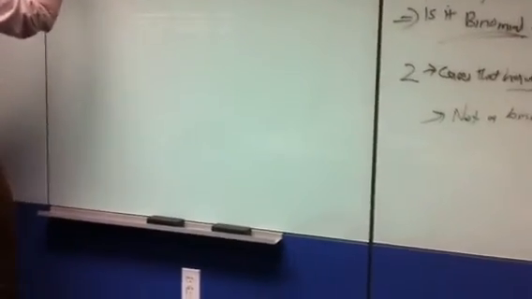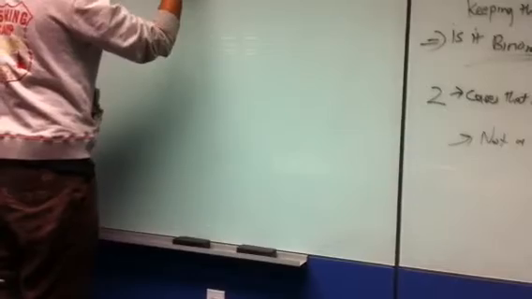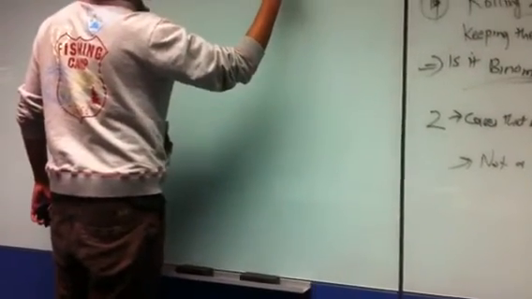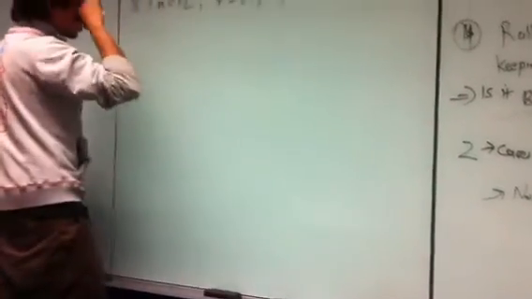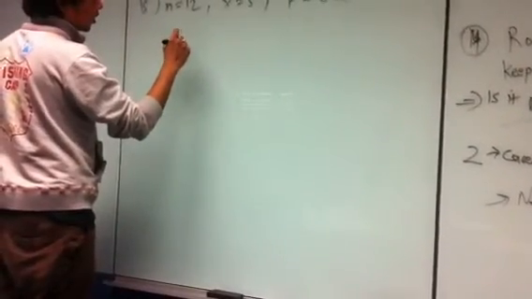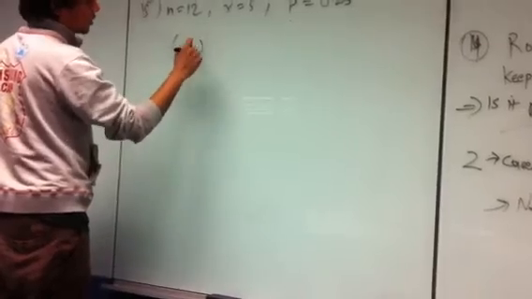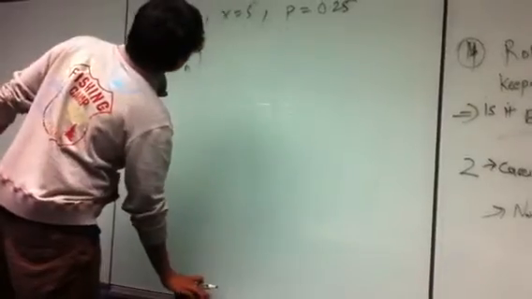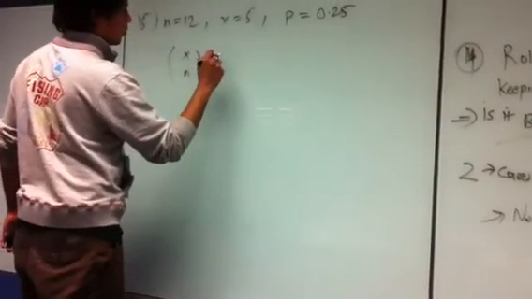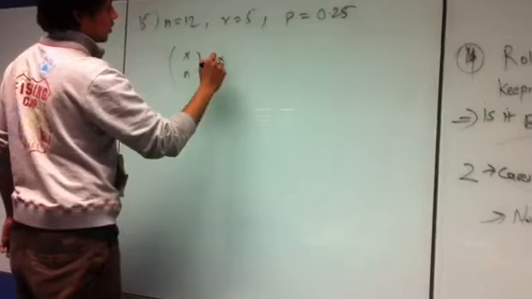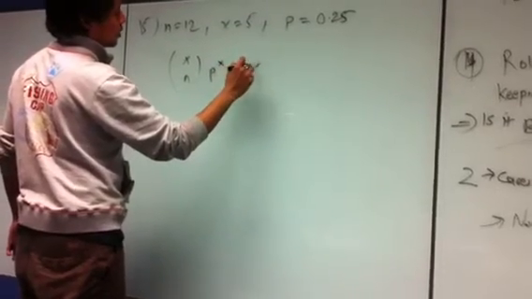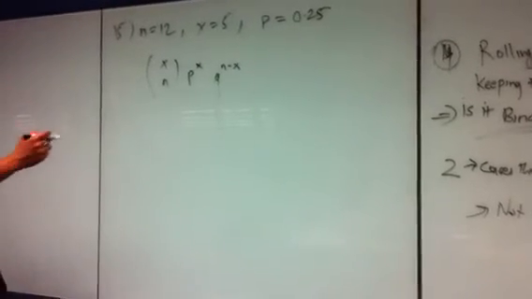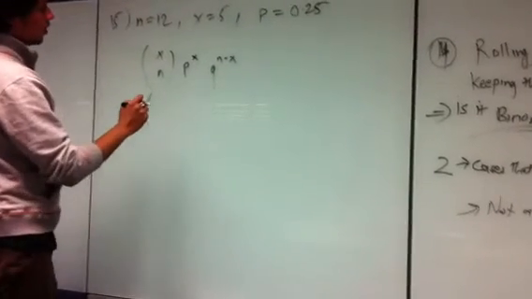This is 15. n is 12, x is 5, and p is 0.25. Right? So the formula for the binomial distribution is n choose x times p to the power of x times q to the power of n minus x. Do you remember this formula? Yeah, I remember that formula.